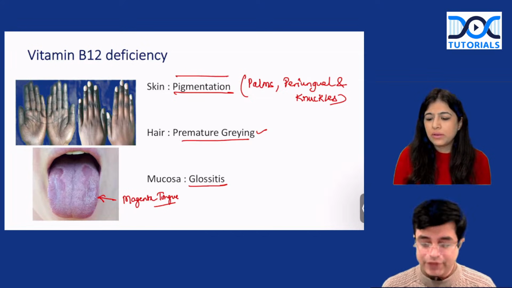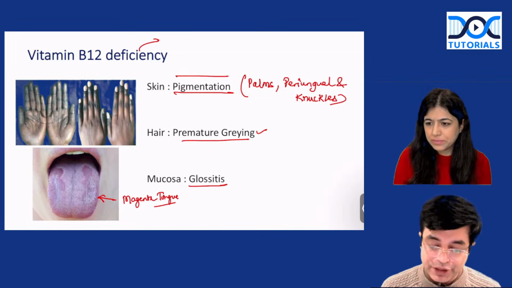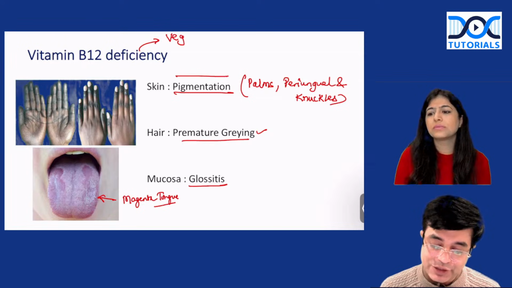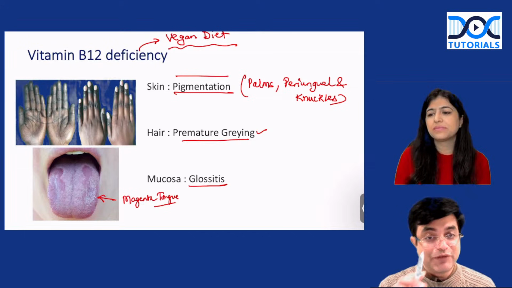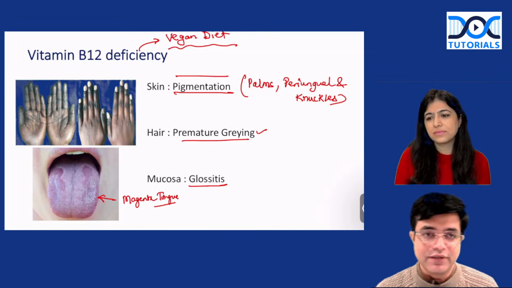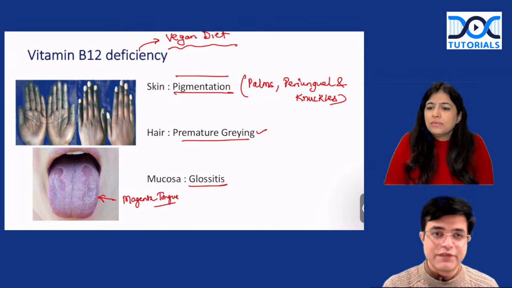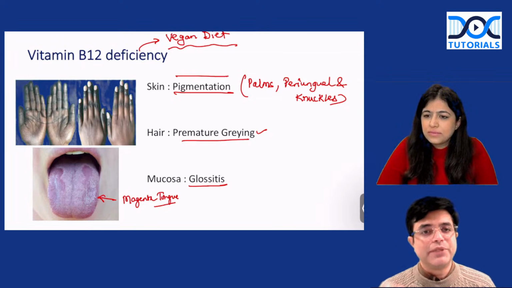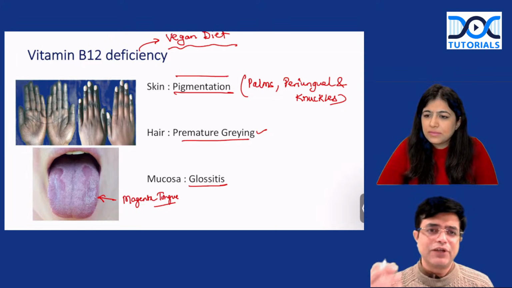In B12 deficiency, one more important thing examiners will mention is that the patient is on a vegan diet. Wherever you find the word vegan, you have to think of B12 deficiency. Now, technically speaking, there are three types of diets: vegetarian, non-vegetarian, and vegan. Vegans will not take any animal product, including milk products; it's a lifestyle choice. But we have some pseudo-vegans also.